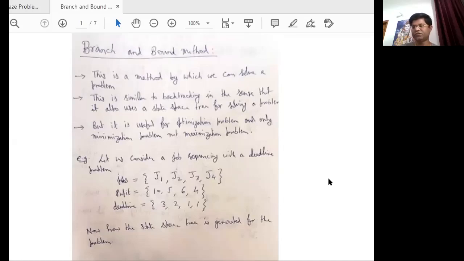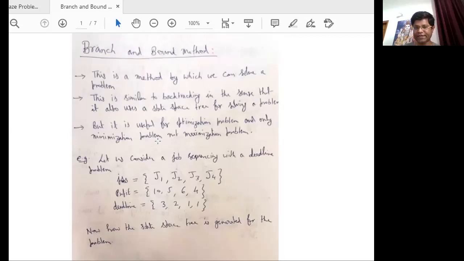But the branch and bound method is useful only for optimization problems. It means if we need optimization, then we will use the branch and bound method instead of the backtracking method. And it only handles the minimization problem. It means with the branch and bound method, we are only able to solve the minimization problem and not the maximization problem. If we want to solve a maximization problem using the branch and bound method, then first we need to convert it into a minimization problem. Then we are able to apply the branch and bound method. So this is the important point, that the branch and bound method is used for optimization problems, and only the minimization problem it is able to solve.